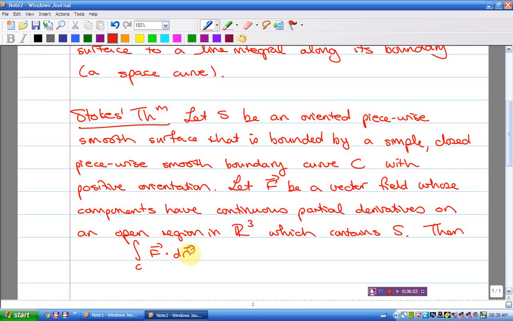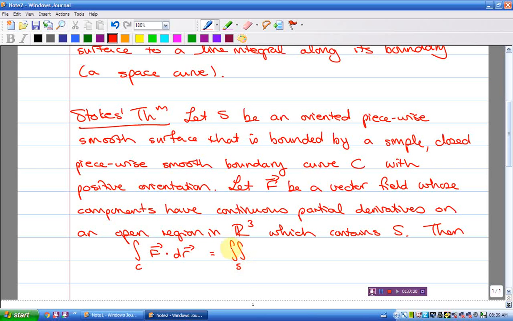F dot dr, which is what P dx plus Q dy was. It was an F dot dr. It was just a two-component F, and here we're going to be looking at three-component Fs. So this thing I've written down is also what we saw. This is going to be P dx plus Q dy plus R dz. And this is equal to, and now here's where it looks quite different from Green's theorem.